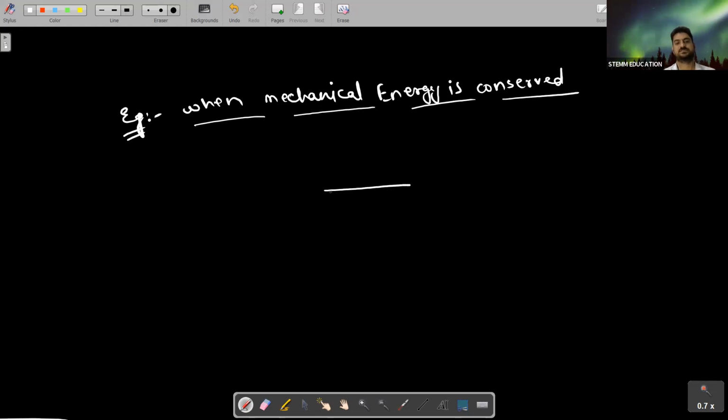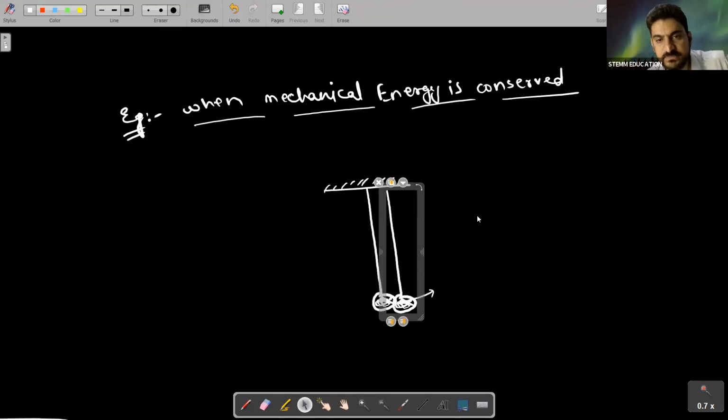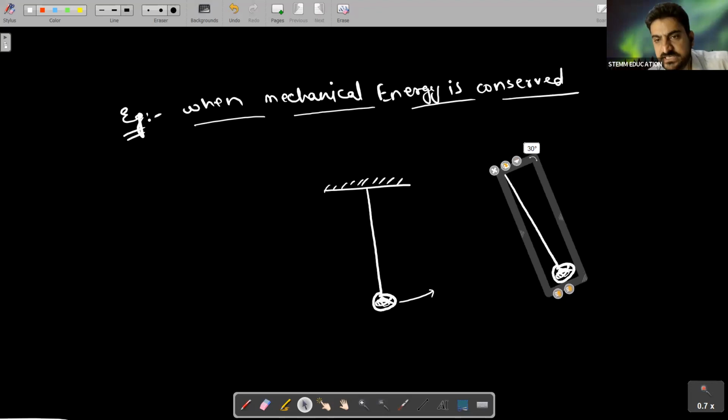So let's take a pendulum. Here we have a pendulum. This pendulum is hanging from the ceiling, and we give it a push to this side. So we are having this pendulum and we're trying to push it to this side.